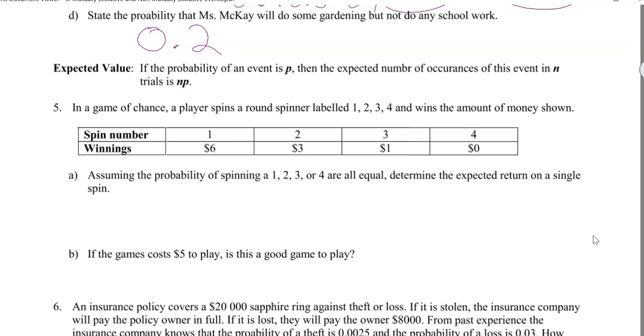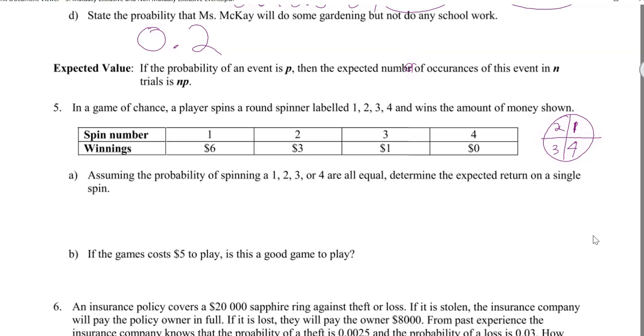In a game of chance, a player spins a round spinner labeled 1, 2, 3, or 4 and wins the amount of money shown. Assuming the probabilities of spinning a 1, 2, 3, or 4 are all equal, in that case we would expect to see a spinner divided into quarters. Oh, here, let's throw in the quadrants. Does that matter? We don't do much with quadrants. Never mind. Whatever. So 1, 2, 3, and 4 are equal. Determine the expected return on a single spin. Okay, so the expected, oh my God, how many typos are in this thing? Or I gave it away for free.